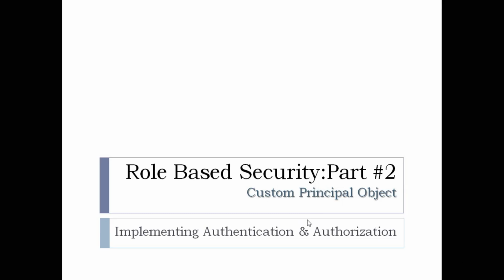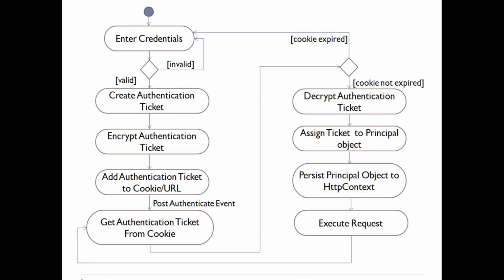Hello friends, welcome back. We are continuing with the implementation of authentication and authorization. This is the second part of role-based security, and if you are not aware of the first part, please watch the first video. This video will cover the custom principal object. Let me show you which part we are going to cover in the activity diagram.